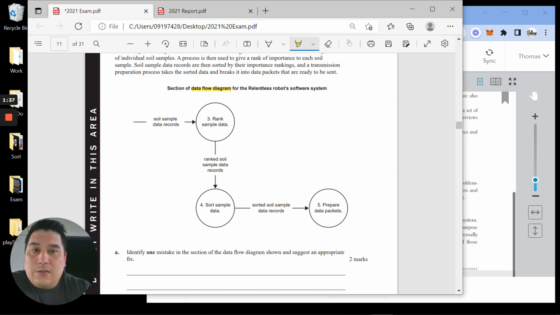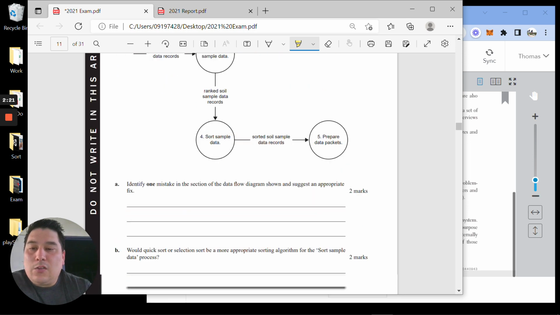So soil sample data comes in from somewhere. Remember, this is just a small sample of the data flow diagram. The ranked sample data, so it's ranked. The ranked soil sample data records then go to a process for sorting the sample data, and then that sorted sample data goes to another process where it's prepared into packets, which should then be sent. There should be something saying here that it's then sent to wherever.